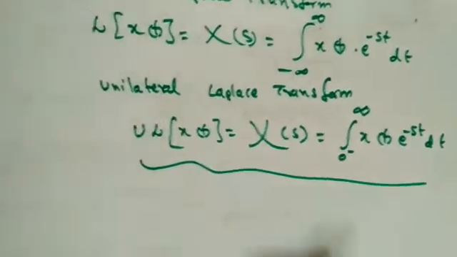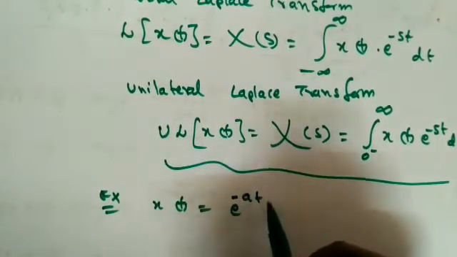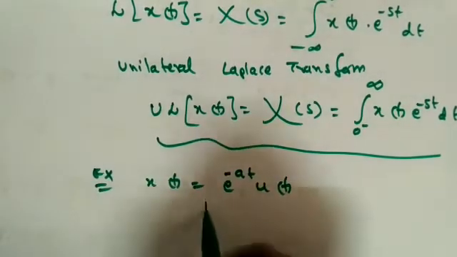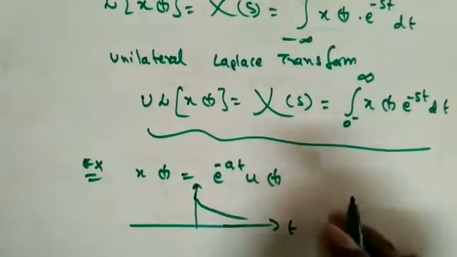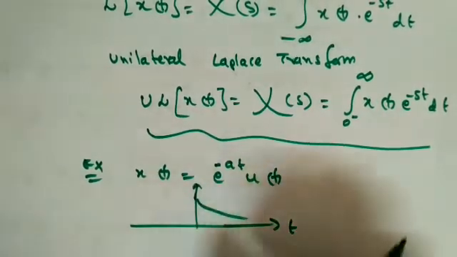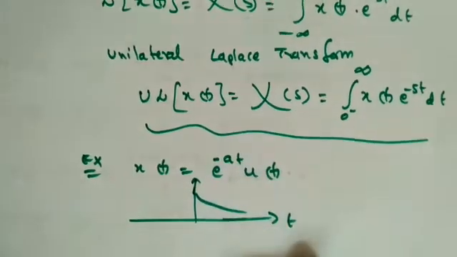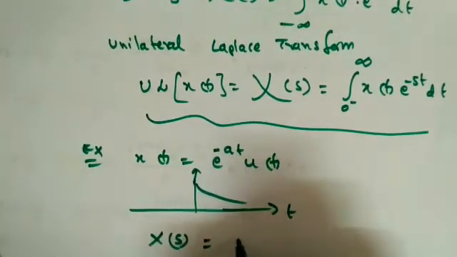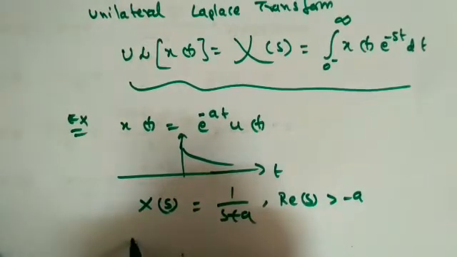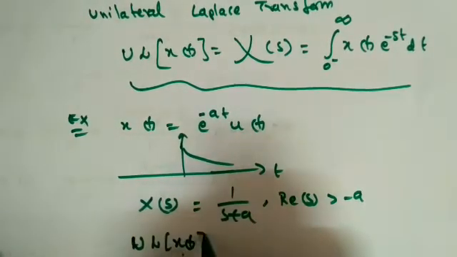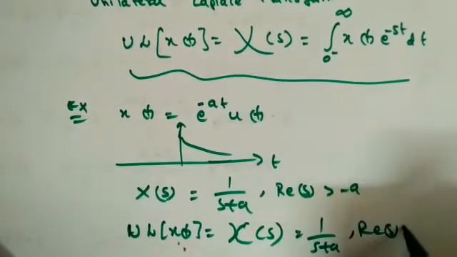Now what is the difference we will get? Suppose I take an example, x of t equal to e to the power minus at times u of t. This signal is 0 for t less than 0. Whenever t is less than 0 there are no values of the signal, so the unilateral and bilateral Laplace transforms will be equal. Whatever we get for the bilateral Laplace transform, we will get the same for the unilateral. That is X of s equal to 1 by s plus a, and the ROC is also the same, real of s greater than minus a. So the unilateral Laplace transform will also be the same: 1 by s plus a, real of s greater than minus a.